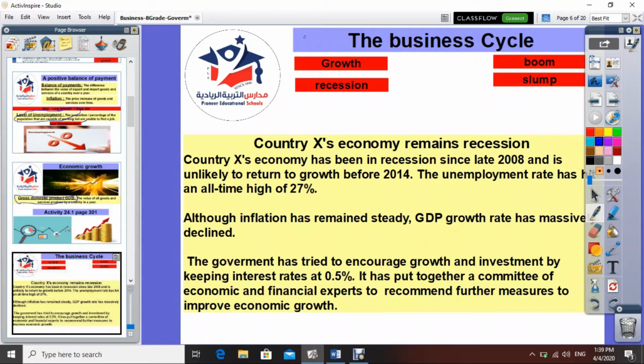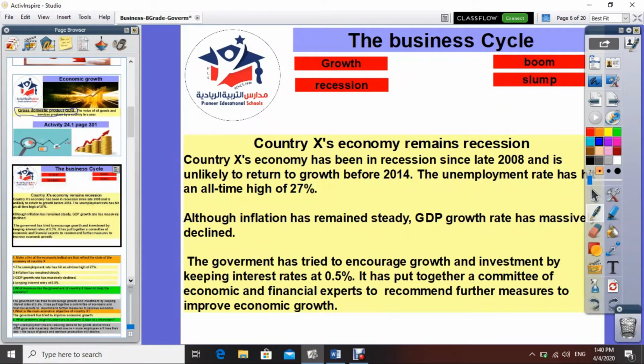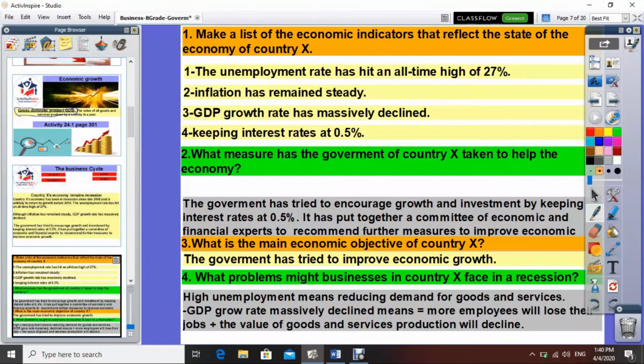The first question was: make a list of economic indicators that reflect the state of the economy of country X. So the answer was: number one, the unemployment rate has hit an all-time high of 27%. Number two, inflation has remained steady. Number three, the GDP growth rate has massively declined. Number four, keeping the interest rate at 0.5%. So these are the economic indicators that reflect the state of the economy of country X.